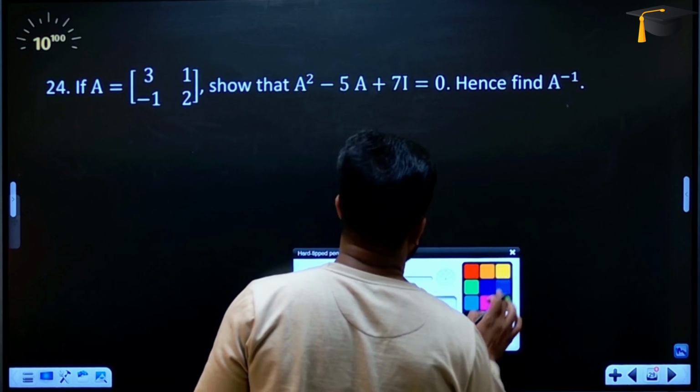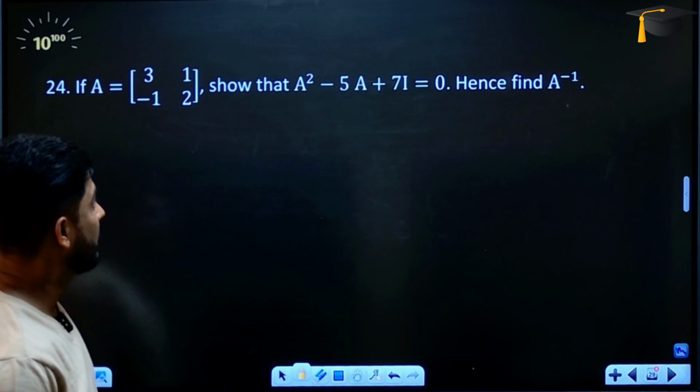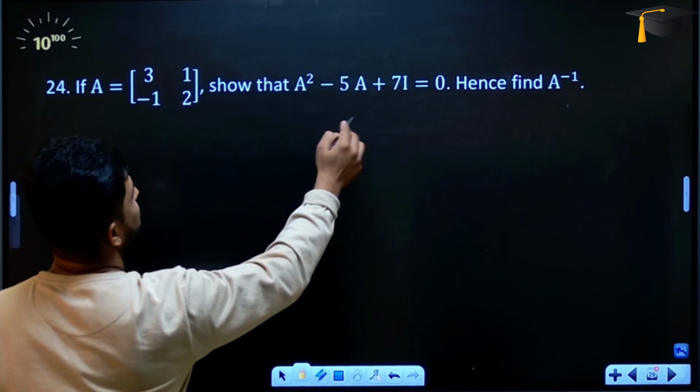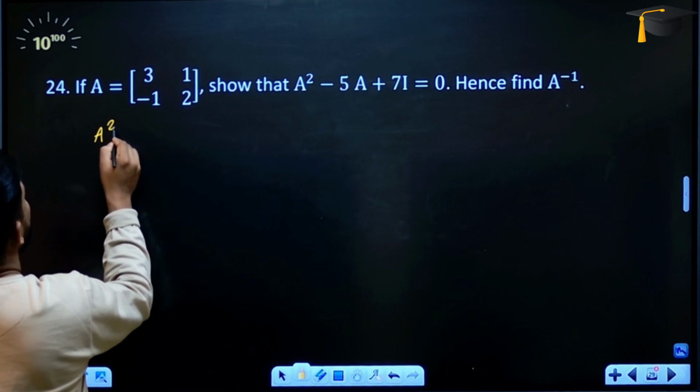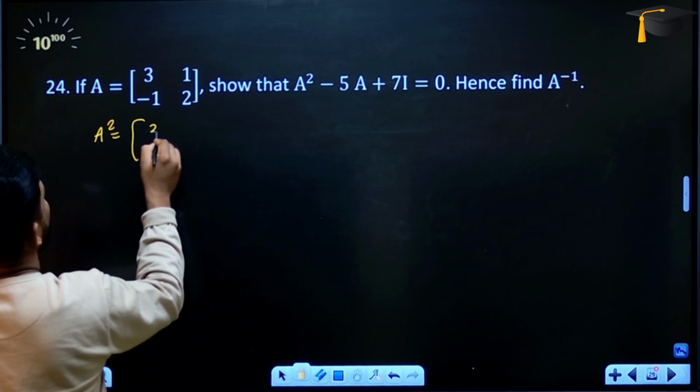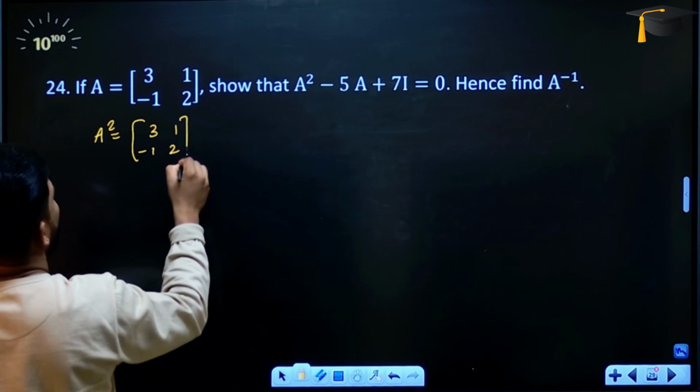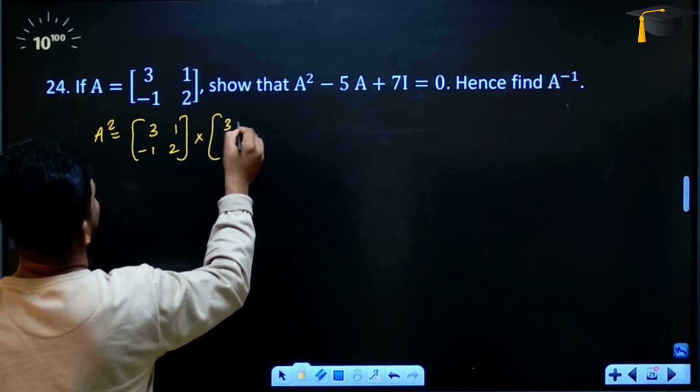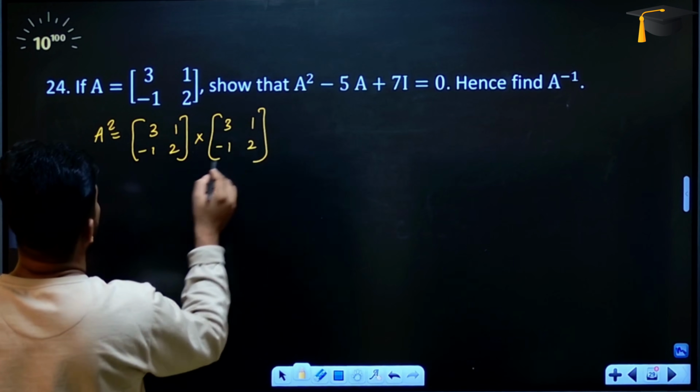Okay, so this is a very simple question. Find the A inverse value. So first you have to make this equation 0, children. Okay, so let's find A square first. A square is 3, 1, minus 1, 2 into 3, 1, minus 1, 2. So what do we get?